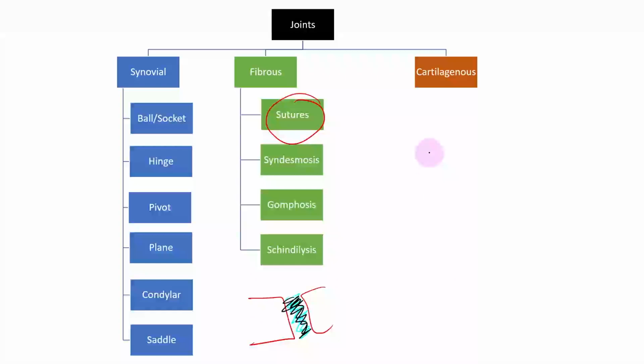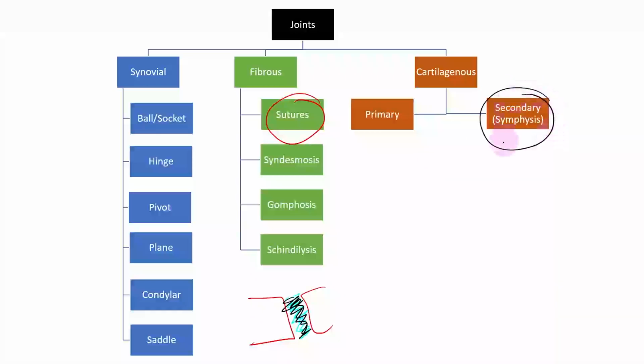The next is the cartilaginous joint. Cartilaginous joint is classified into primary and secondary cartilaginous. Secondary cartilaginous joints are also called symphysis. Symphysis joints are typically in the midline.